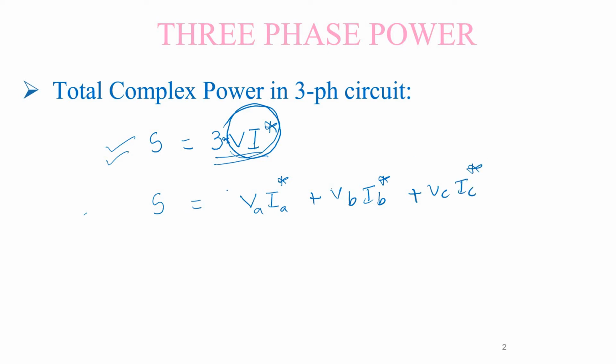So now here we need not multiply by 3. Why? Because there we had taken per phase values and multiplied with 3 to calculate the three-phase power. Here we are adding the power of each phase, so this is also equal to the three-phase power. Now coming to the symmetrical components condition, what will be the power equation?